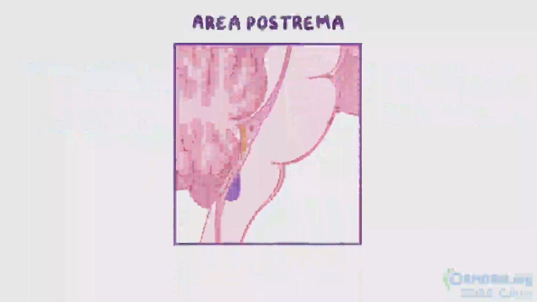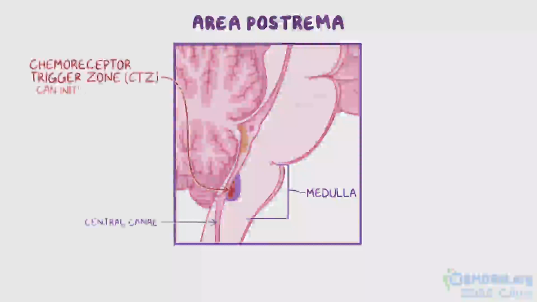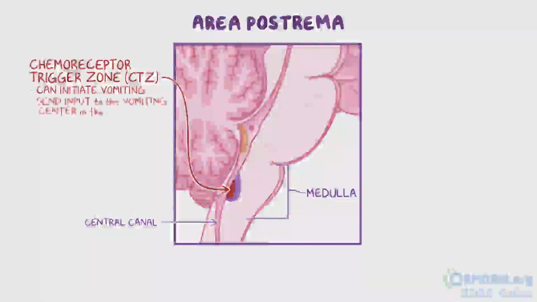Lastly, let's look at the area postrema, which can be found on the dorsal surface of the medulla on the floor of the fourth ventricle, just before the entrance to the central canal. It holds the chemoreceptor trigger zone, or CTZ, that can initiate the vomiting reflex by sending input to the vomiting center in the medulla.